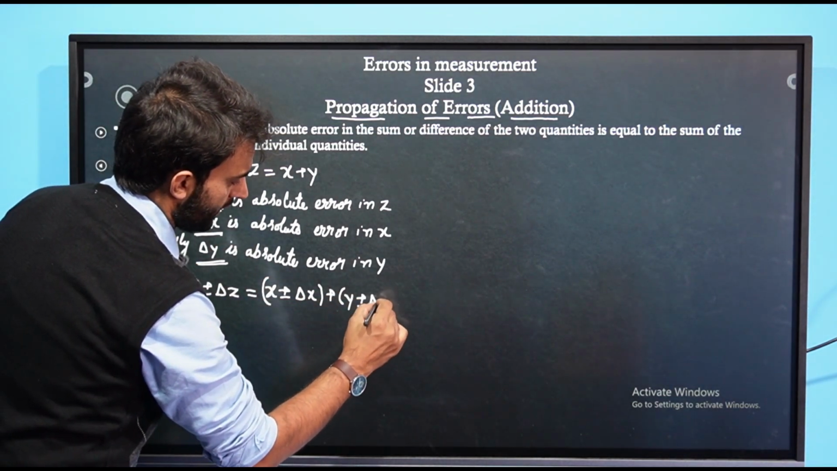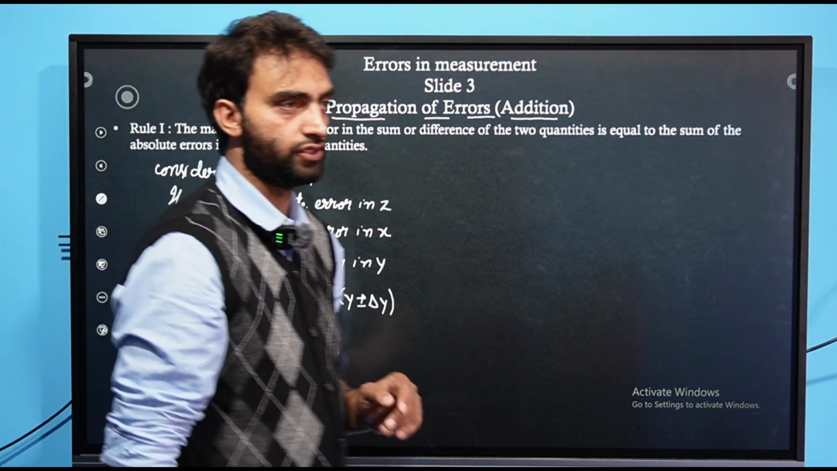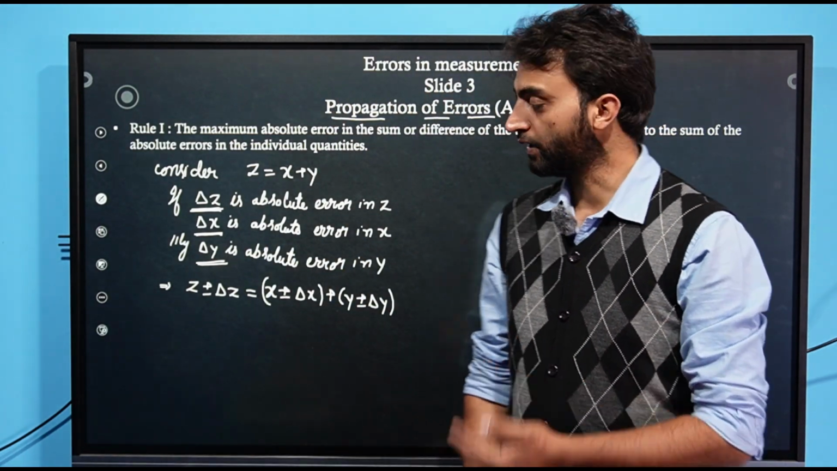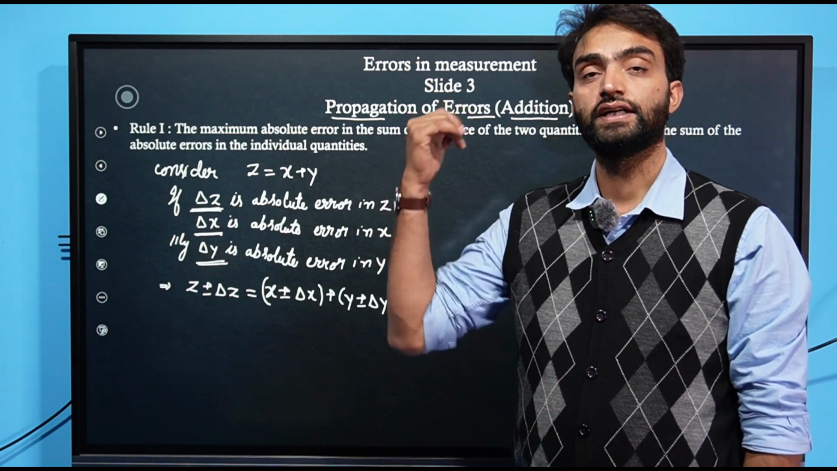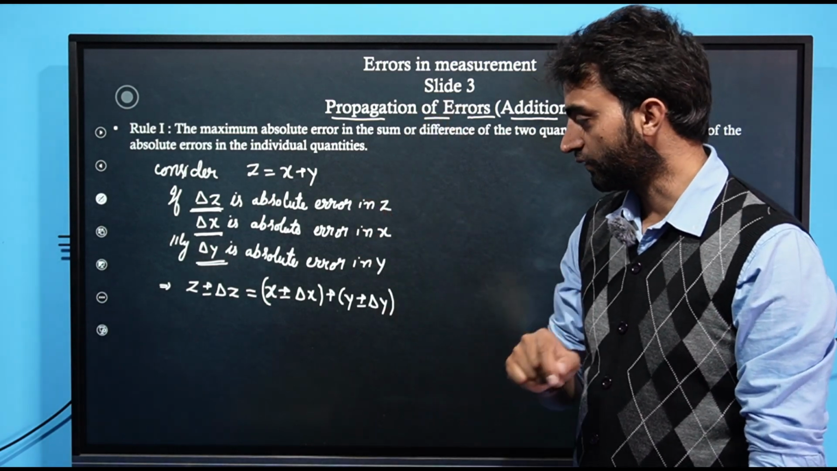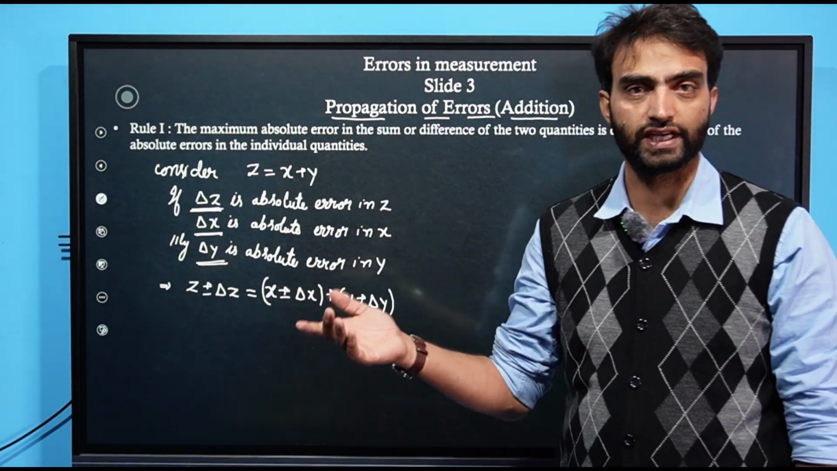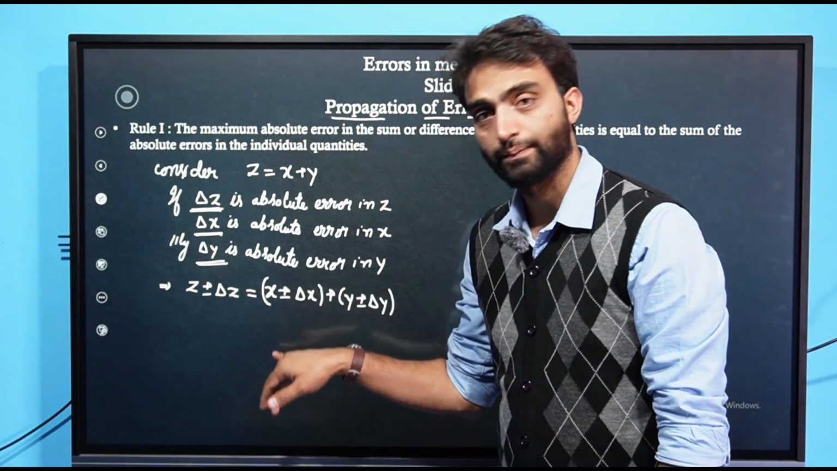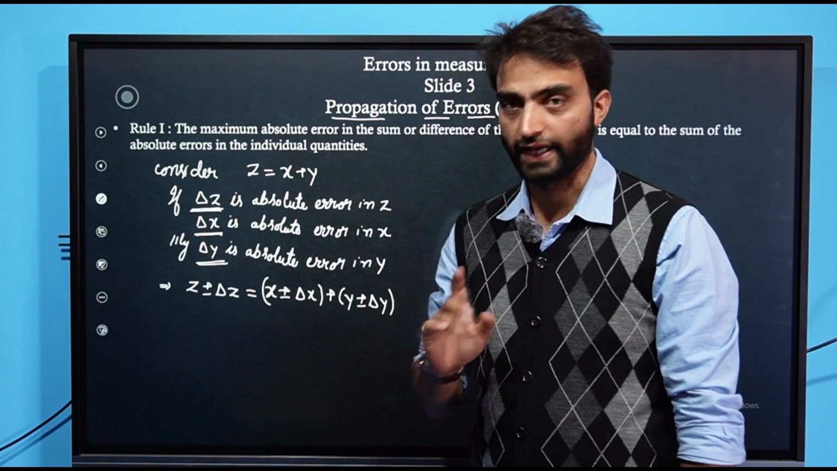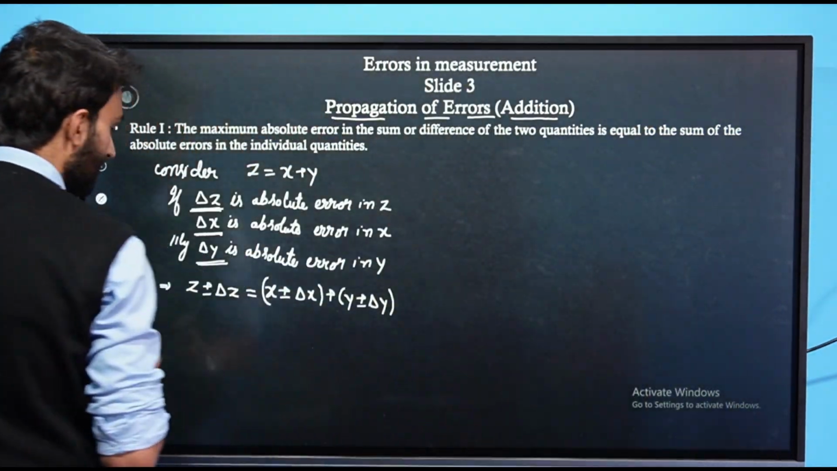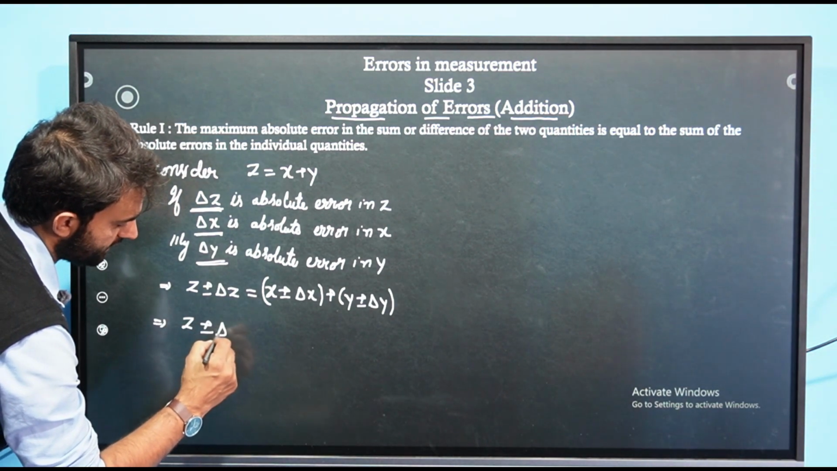plus minus delta y. So the first point I would like you to focus on is this plus and minus. Why do I keep plus and minus over there? It's because this error can be positive as well as negative, as we have studied in the types of errors part. The error in x or in y can be positive as well as negative. So that's why we keep plus and minus here. If the error is positive, we will use the plus sign, and if the error is negative, then we will use the negative sign.